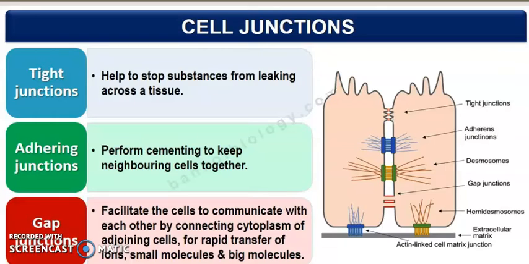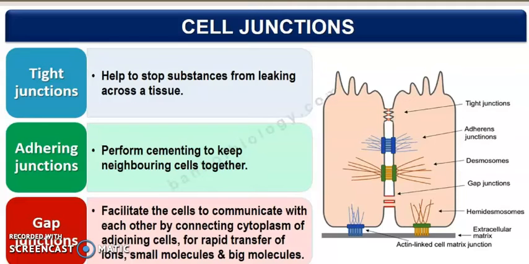So the tight junction is to stop substances from leaking. Adhering junctions help in cementing, or to keep neighboring cells together. As I said, they have very little intercellular matrix, so they have to keep all the cells together, right? For that they need something which connects 2 nearby cells. That is done through the adhering junctions, and then comes the gap junction.